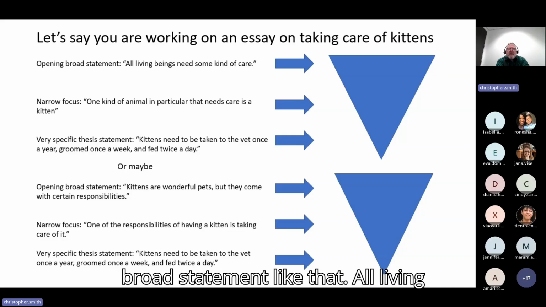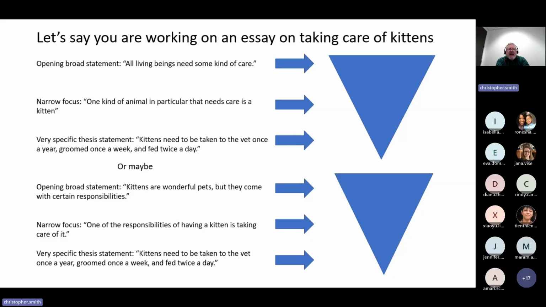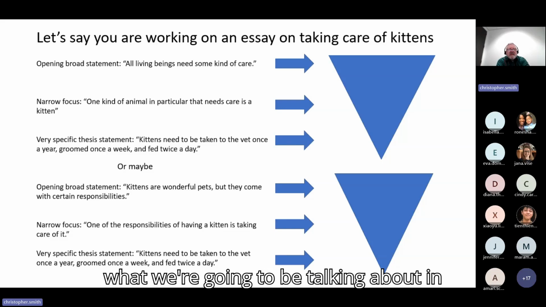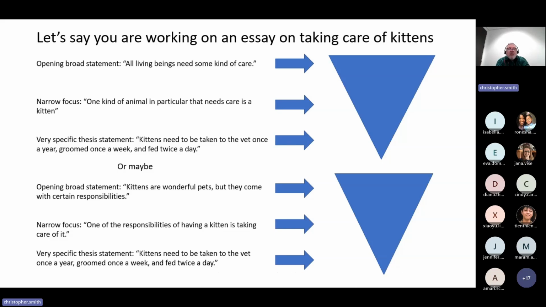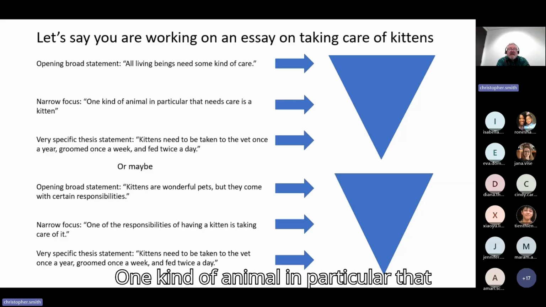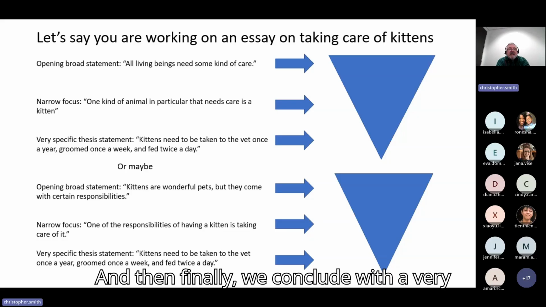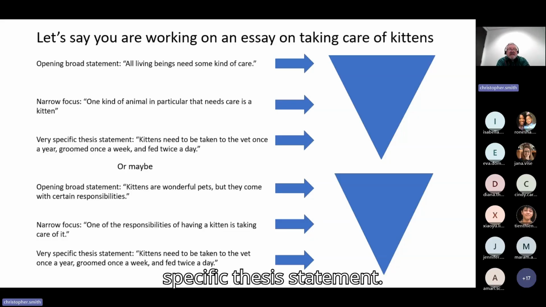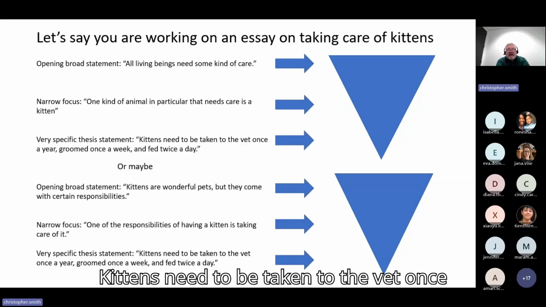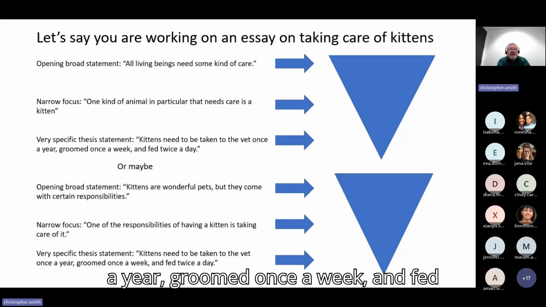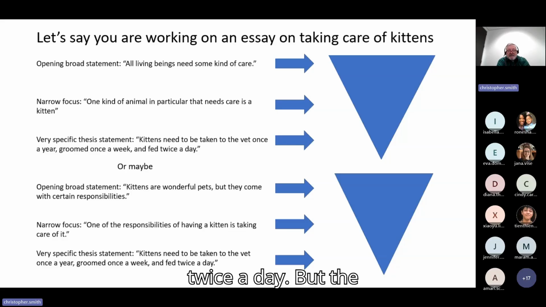So we start with an opening broad statement like that. All living beings need some kind of care. Then we narrow our focus in the next sentence to something a little bit more connected to what we're going to be talking about in the essay under consideration. One kind of animal in particular that needs care is a kitten. And then finally, we conclude with a very specific thesis statement. Kittens need to be taken to the vet once a year, groomed once a week, and fed twice a day.